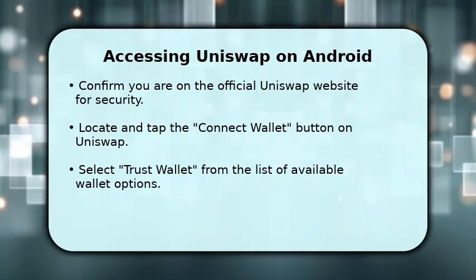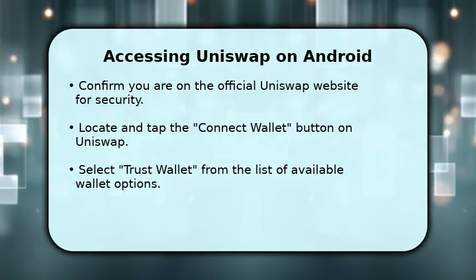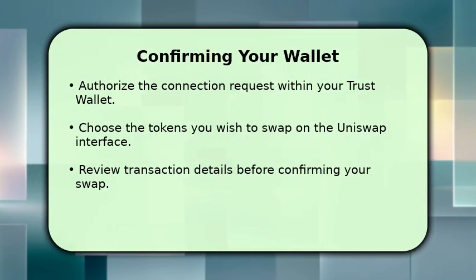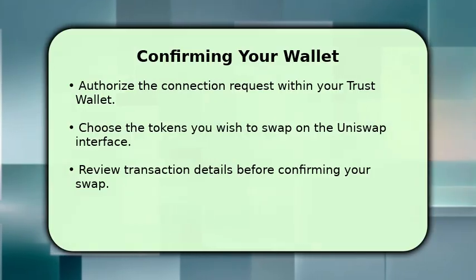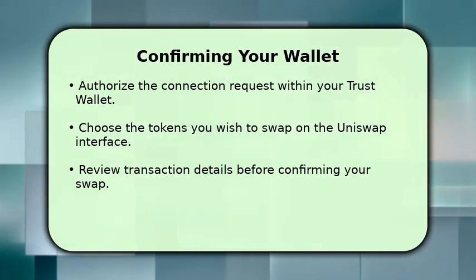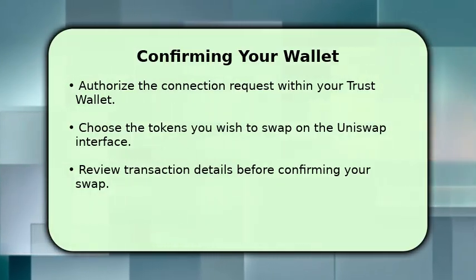Your Trust Wallet app will then prompt you to confirm the connection. Once prompted by Trust Wallet, authorize the connection to Uniswap. This step securely links your wallet to the decentralized exchange.